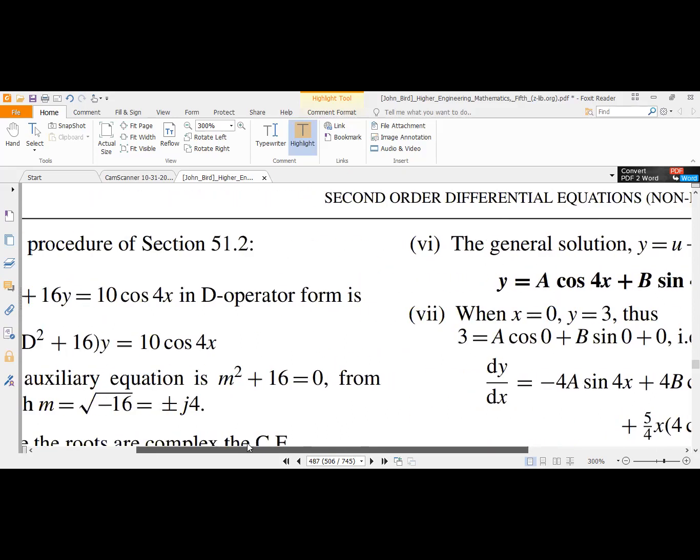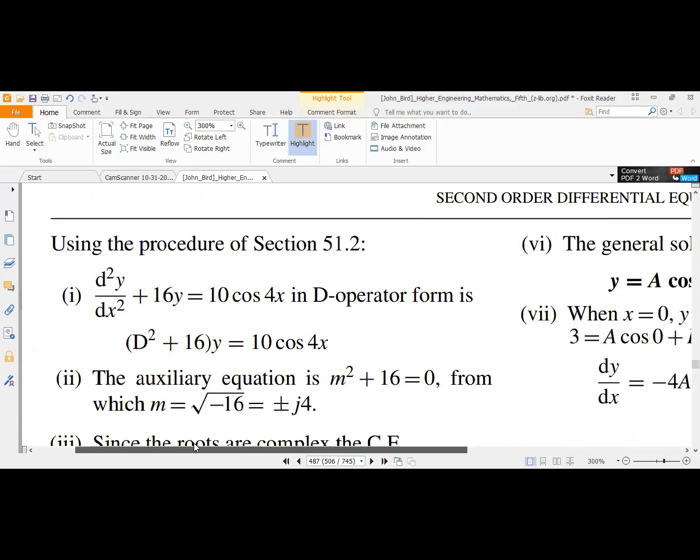Now let's start the solution. The first thing is that we first of all solve the homogeneous part, which will give us the complementary solution. Now let's take a look at this. We have d squared y dx squared plus 16y is equal to 10 cos 4x. What we're going to do here is use the operator. Do I need to explain this? I think we can also solve this up to this place.